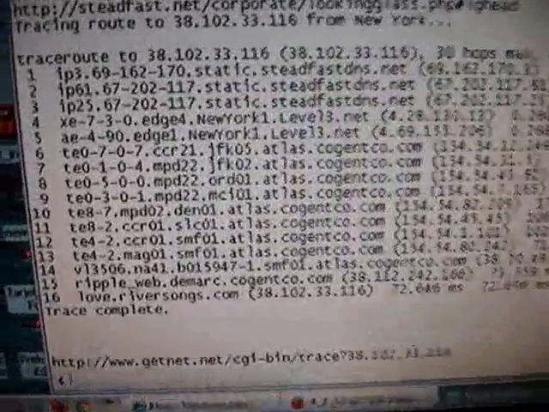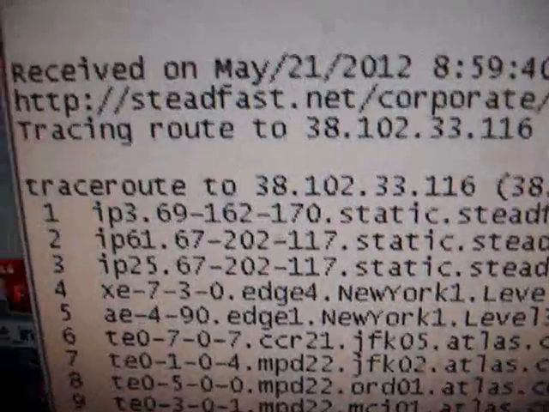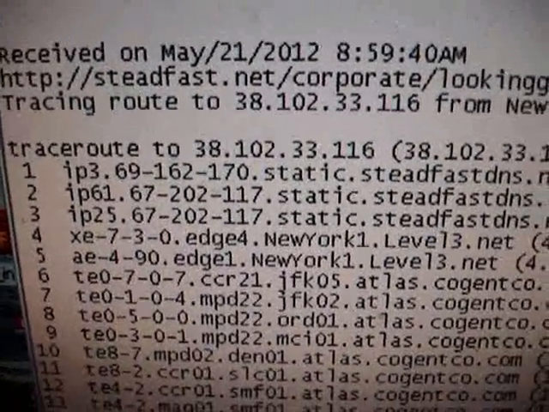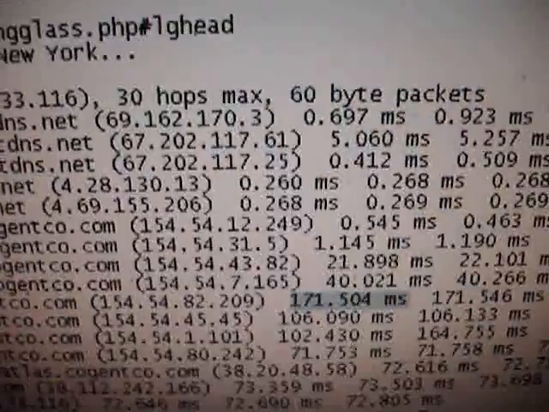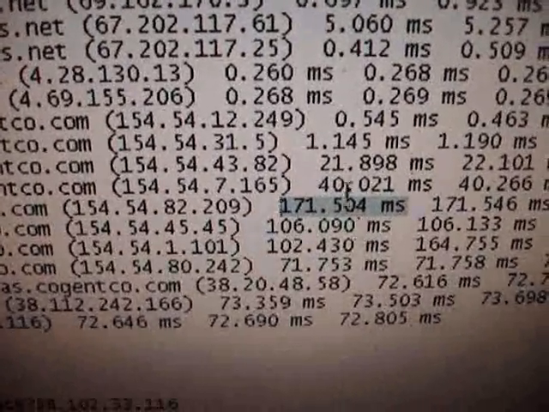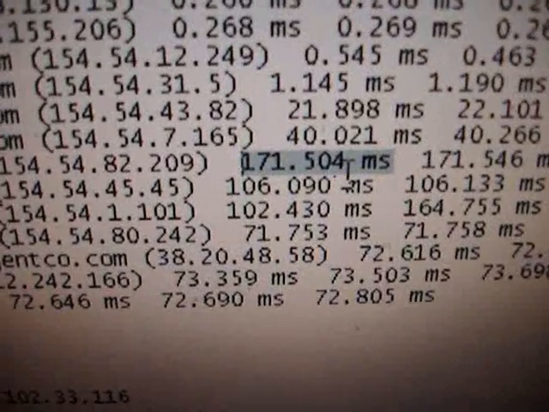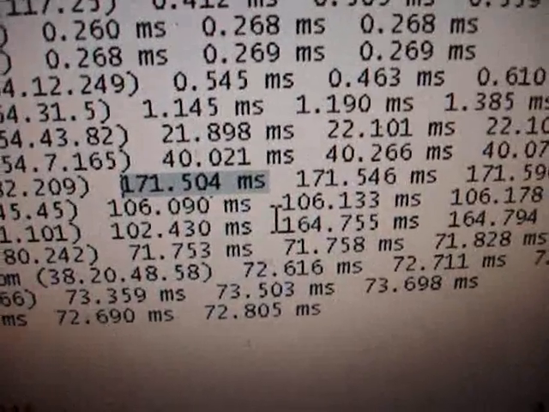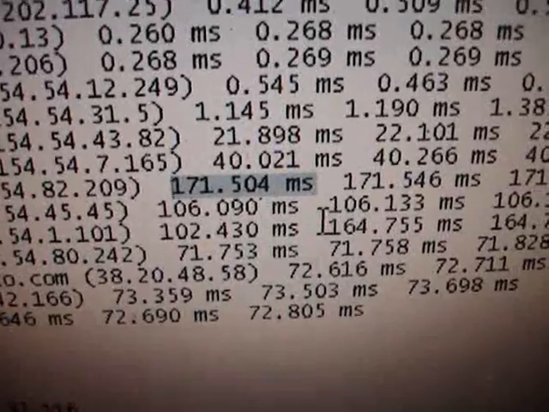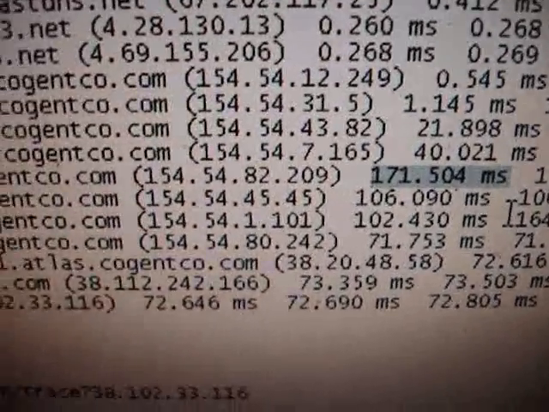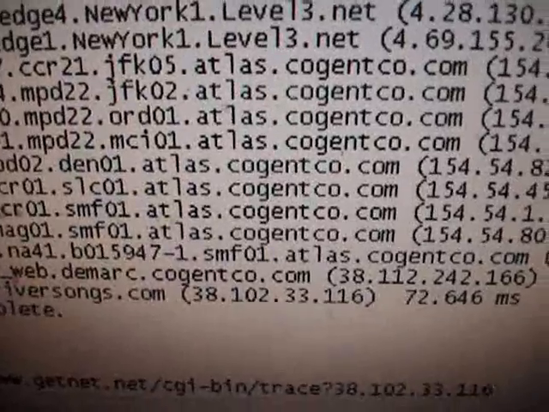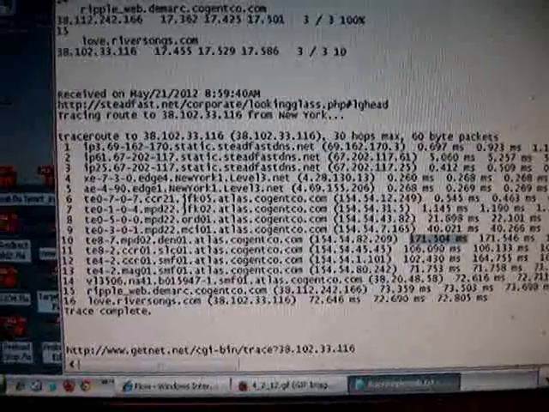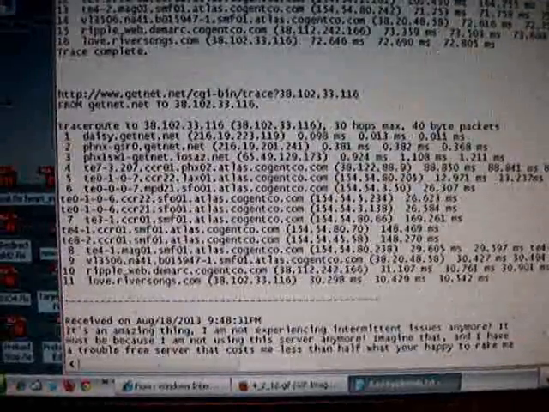Alright? So, this is from steadfast.net that we're looking at now. I'm going to go down and look. There's 3 lines of over 100 there. And the first one, 171.504 milliseconds. Okay, 3 lines. All 3 of them Cogentco. Alright. Now that was from Steadfast. Same time, same bat channel.